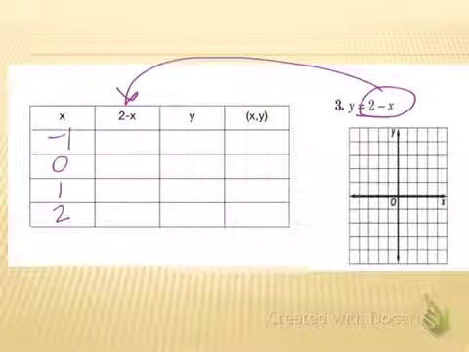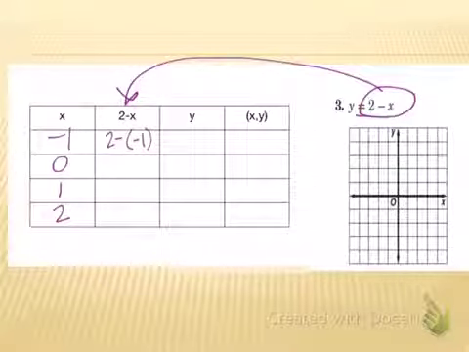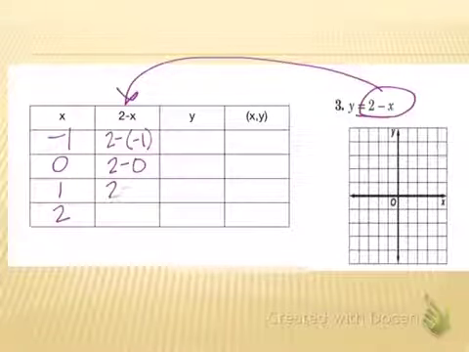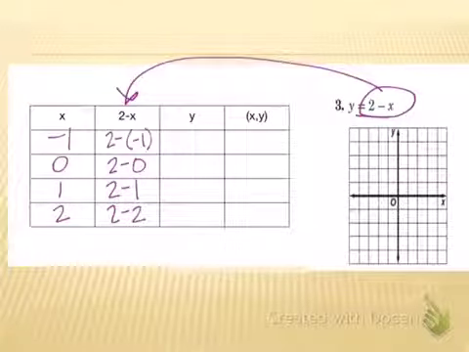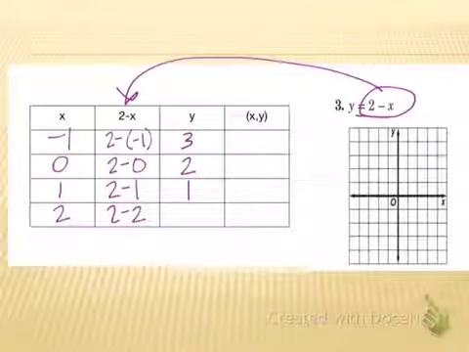All right, so filling this in, 2 minus -1. My rule for the first row. 2 minus 0, second row. 2 minus 1 for the third row, and 2 minus 2 for the fourth row. Working this out, 2 minus -1 is the same as 2 plus 1, so that's just 3. 2 minus 0 is just 2. 2 minus 1 is 1, and 2 minus 2 is 0.